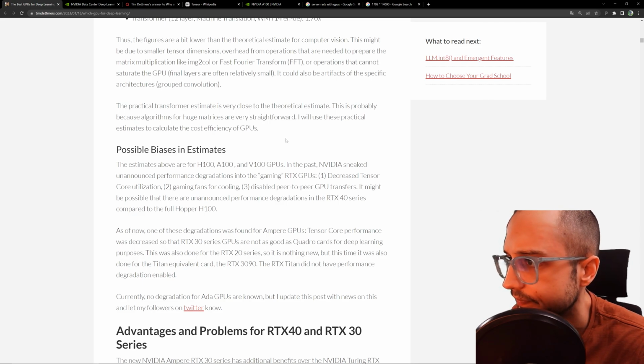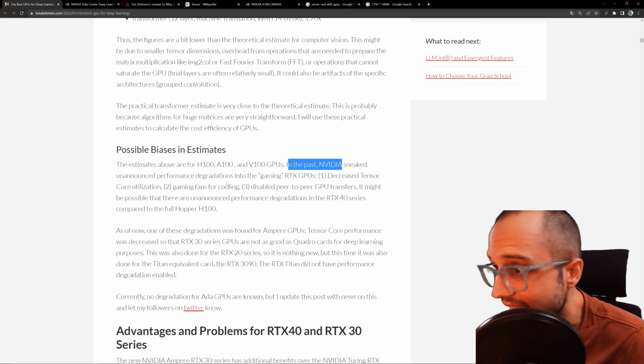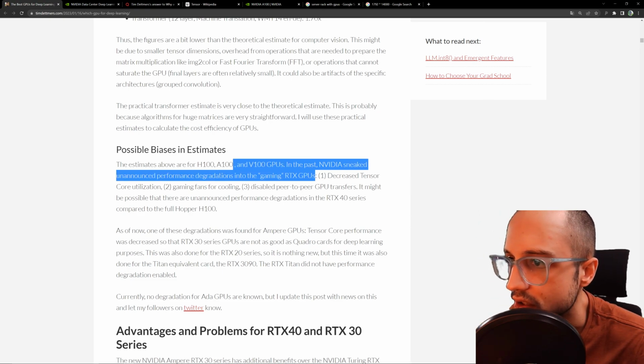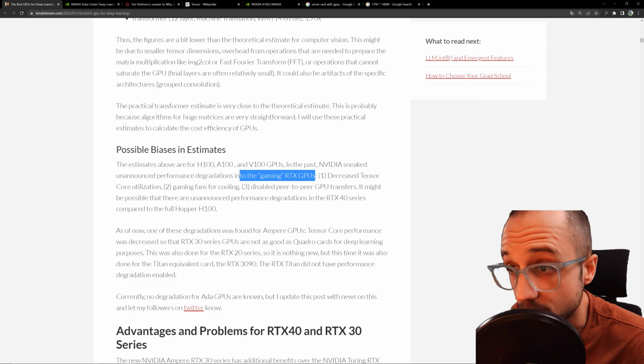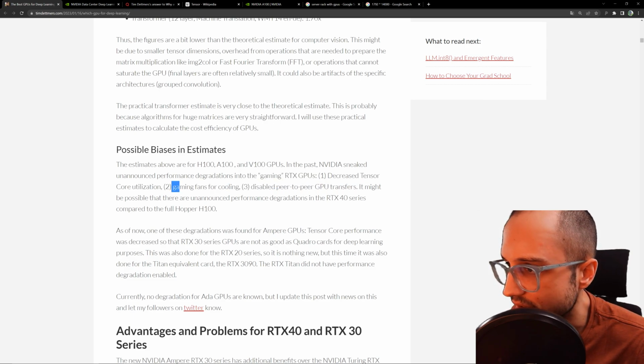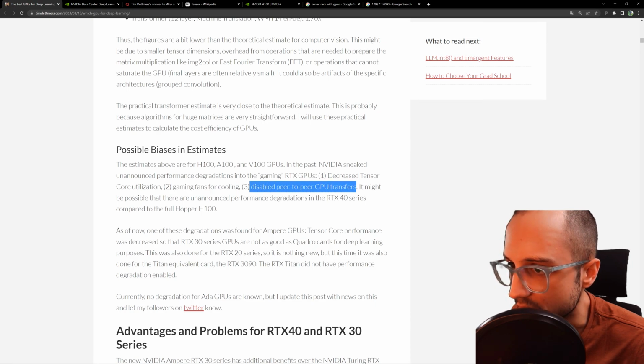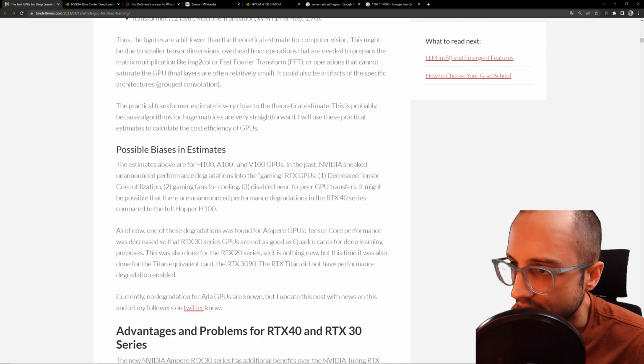Okay. In the past, NVIDIA sneaked unannounced performance limits into the gaming RTX. Okay, this is interesting. These are the ones that we use. Decreased Tensor core utilization, gaming fans for cooling, and disabled peer-to-peer.